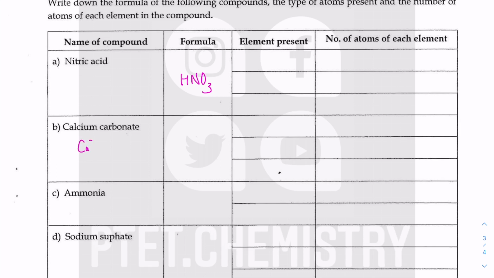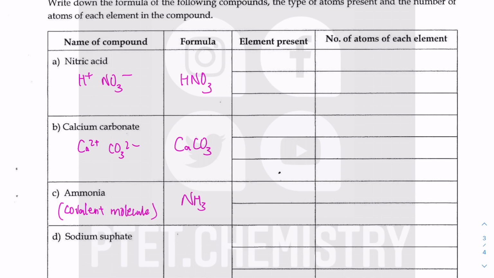Calcium carbonate, Ca2+, CO3 2-. I should probably remind you that you can get it by knowing the ion. The nitrate ion comes from nitric acid and the H+, so you combine them as HNO3. This is CaCO3. Ammonia is a covalent molecule, so it's not ionic at all. So I can't do it in terms of ions. Be very careful. I can't do it this way because there are no ions in ammonia. Ammonia is a molecule. Ammonium is an ion.